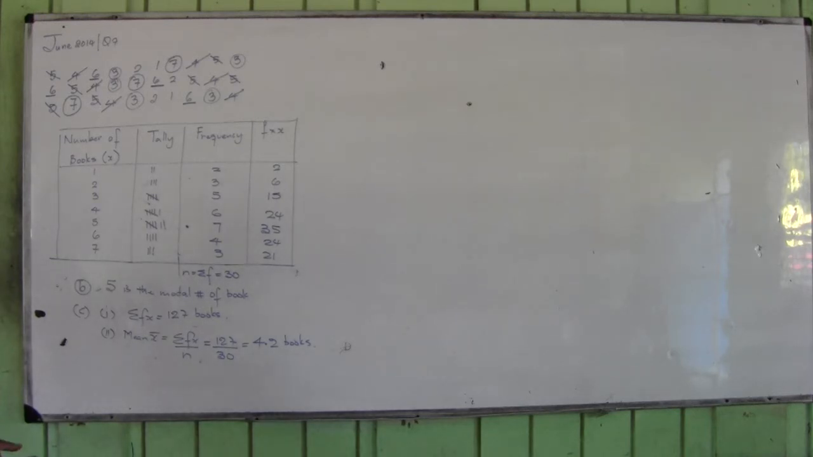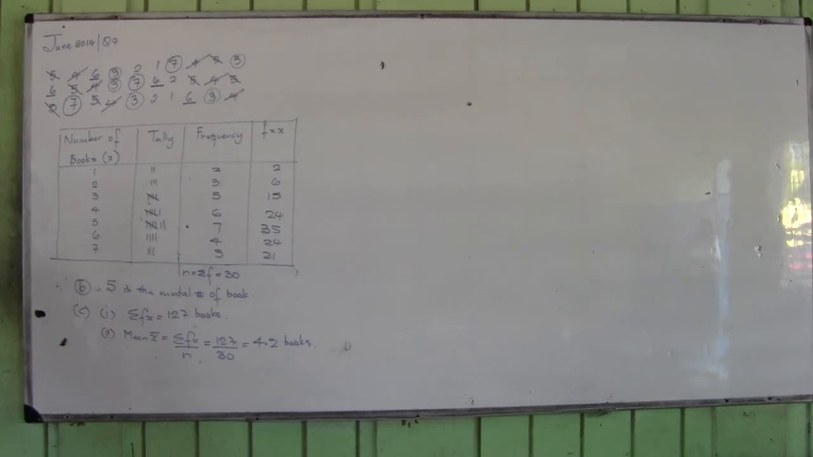And this is the last part of the question. This was an easy question. This was probably the easiest question on the paper. Determine the probability that a student chosen at random has less than 4 books in his or her bag. How many students had less than 4 books in their bags?